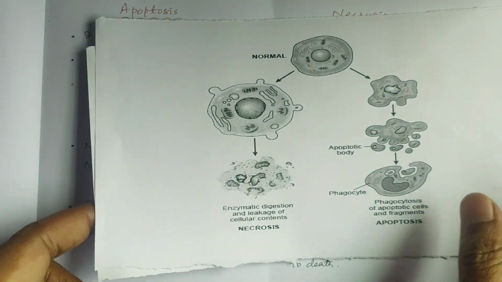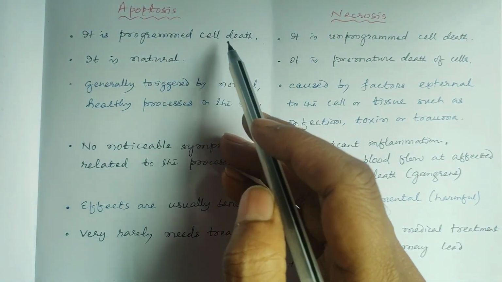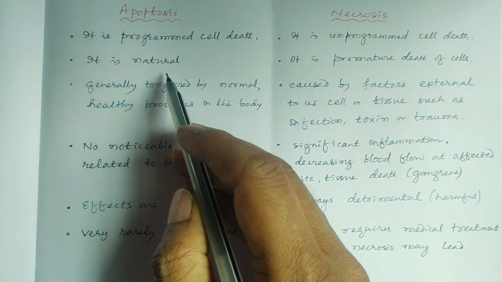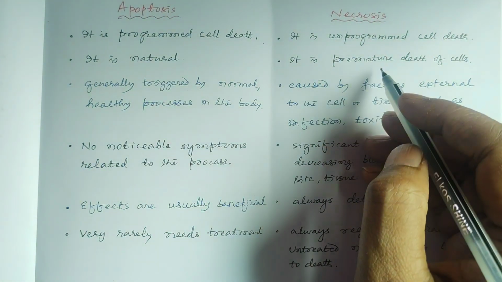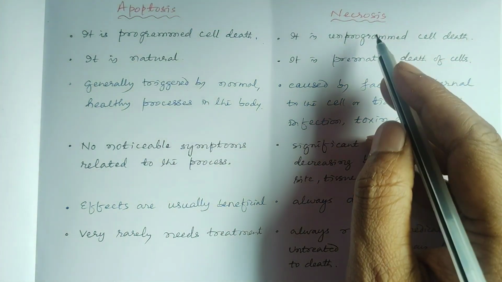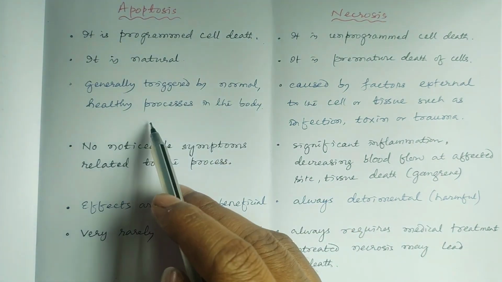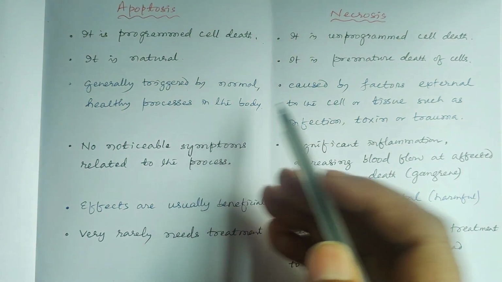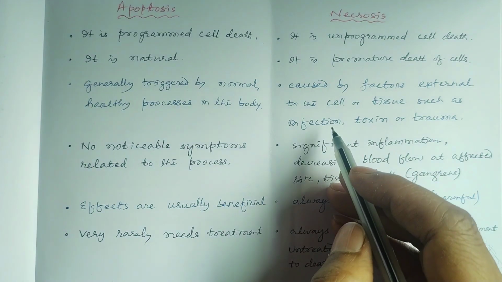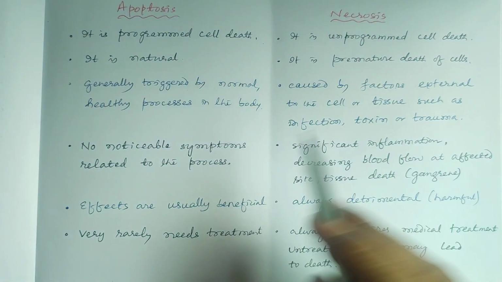So now let us see what is the difference between apoptosis and necrosis. Apoptosis we call the programmed cell death, whereas necrosis is unprogrammed cell death. Apoptosis is natural, necrosis is premature death of cells. Apoptosis is generally triggered by normal healthy processes in the body, whereas necrosis is caused by factors external to the cell or tissue, such as infection, toxin, or trauma. So it is always pathological.